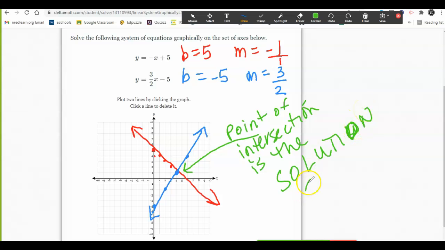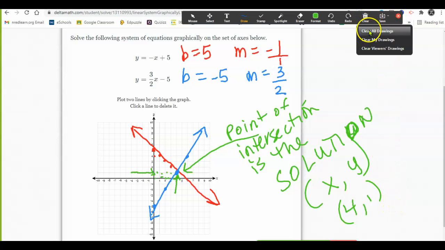A point of intersection is written as an x and y coordinate. So go to your x number line and see that it lines up with 4. Go to your y number line and see that it lines up with 1. So the point of intersection, or the solution to this system graphically, is the point (4, 1).